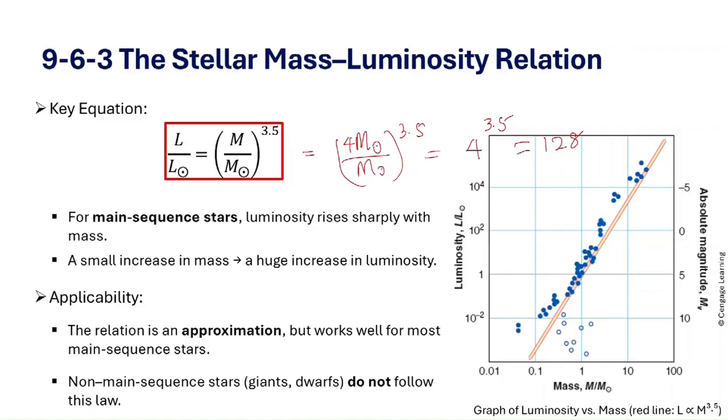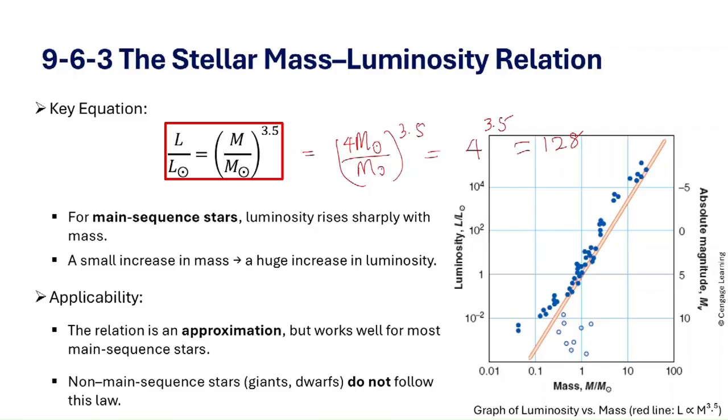Notice the huge range of luminosities covered in this figure. The graph includes stars from about 0.1 solar masses to about 100 solar masses, a factor of 1000. But their luminosities range from a few 10,000ths of the Sun's luminosity to over a million times the Sun's luminosity. And this shows just how sensitive luminosity is to mass.